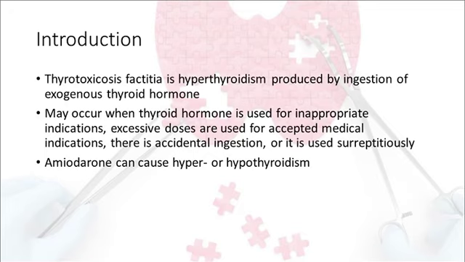Amiodarone is known to cause both hyper and hypothyroidism, right? And it interferes with 5-deiodinase, leading to reduced conversion of T4 to T3, and iodide release from the drug may contribute to excessive iodine. Amiodarone can cause destructive thyroiditis with loss of thyroglobulin and thyroid hormone.